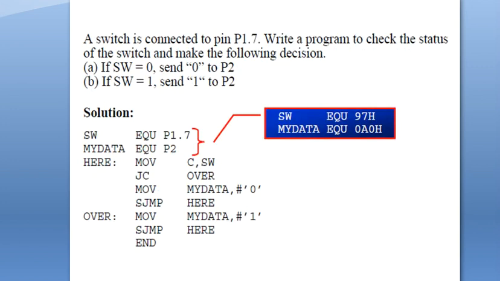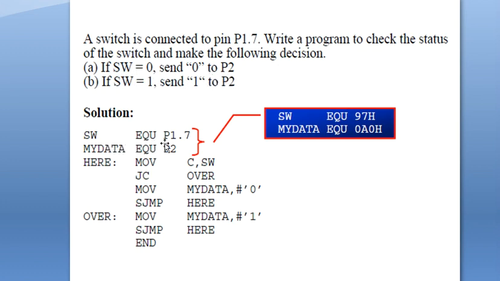So next we are going to see one more program. A switch is connected to pin P1.7. Write a program to check the status of the switch and make the following decisions. So switch 0 and switch 1, if they are 0 and 1, alternately they need to make P2 0 and 1. So we're going to see how actually it will be done.